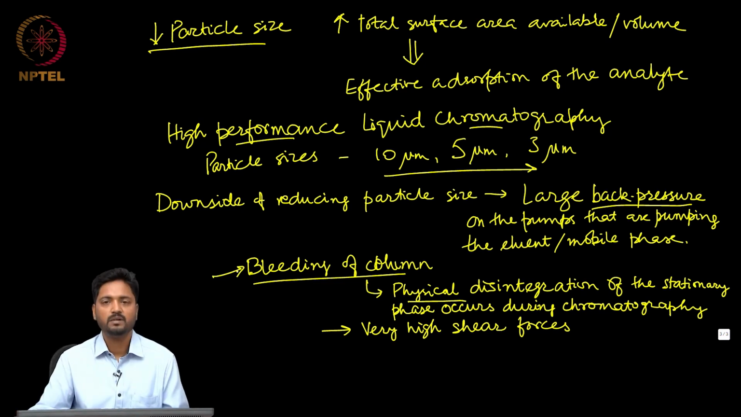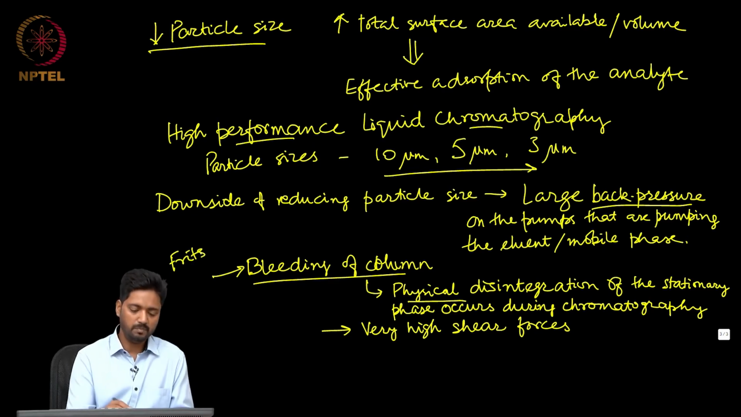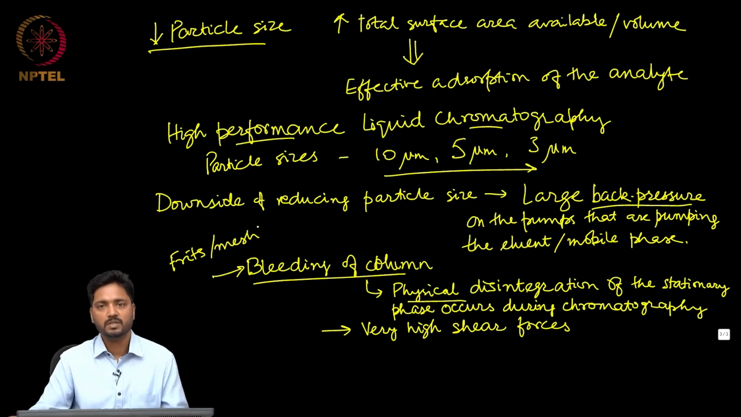One common way to avoid this bleeding of the column is by using frits or mesh of appropriate size, so that only the mobile phase and the dissolved analyte comes out of it, and no or minimal stationary phase comes out of the column. However, this also results in generation of the back pressure, which was discussed previously.